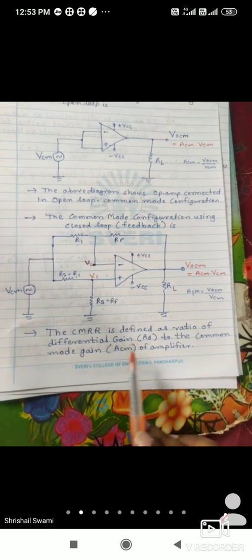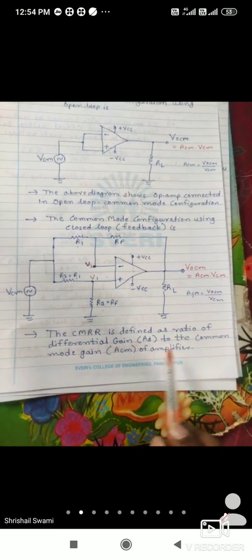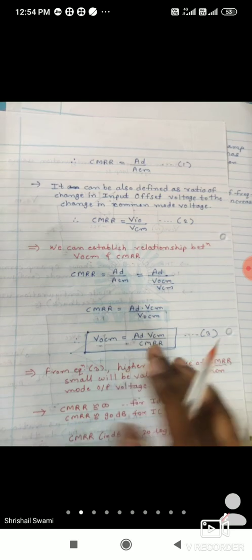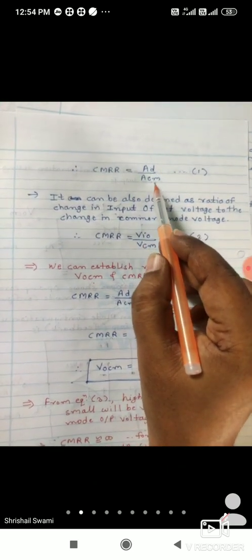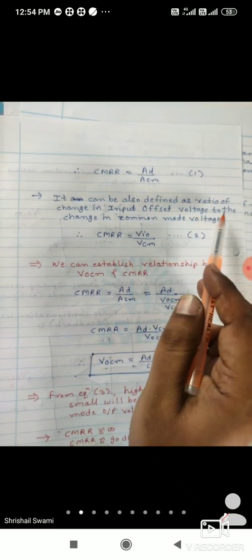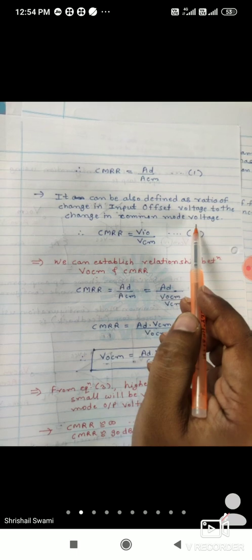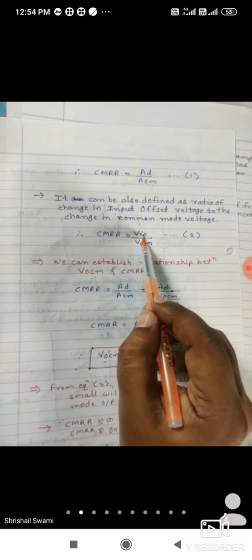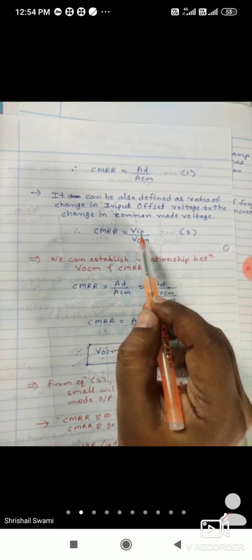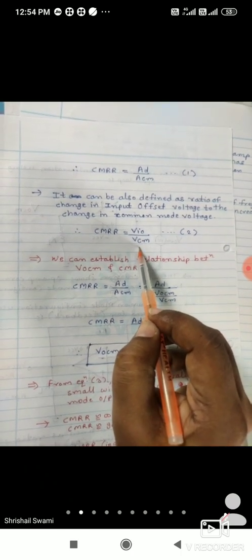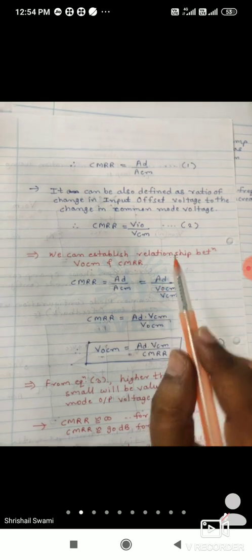Now CMRR is defined as a general definition. It is defined as the ratio of differential gain to the common mode gain of the amplifier, and that is given here. CMRR is equal to AD divided by ACM. That is equation number 1. It can also be defined as the ratio of change in input offset voltage to the change in common mode voltage. So CMRR is given as VIO, that is the input offset voltage, divided by the common mode input voltage, that is VCM. So that is equation number 2.